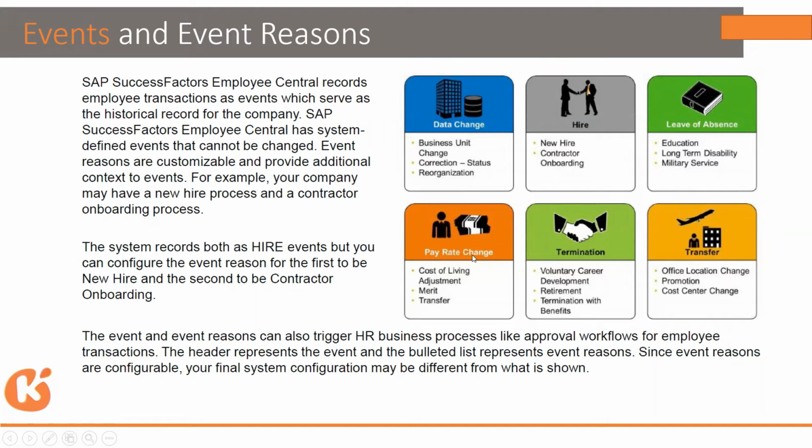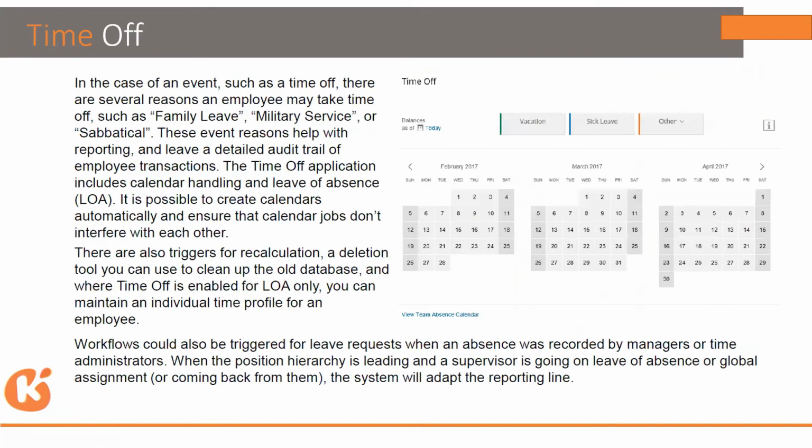Again, you can see there is a pay rate change that has happened, right? So this is an event. But what is the reason a pay rate change is happening? Because the cost of living has increased. Then there is some merit which has increased. Then there is some transfer which has increased, right? So these are the pay rate changes that you'll find. So these are the event and event reason you will have to see.